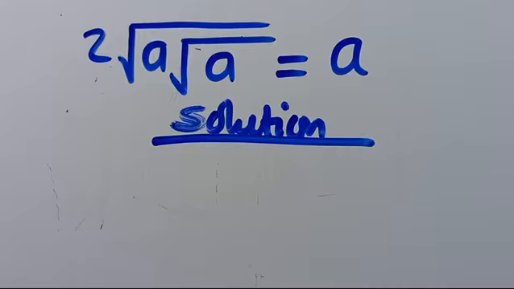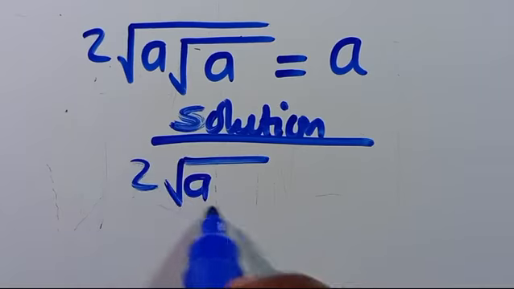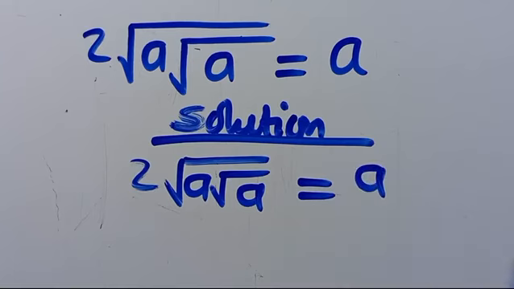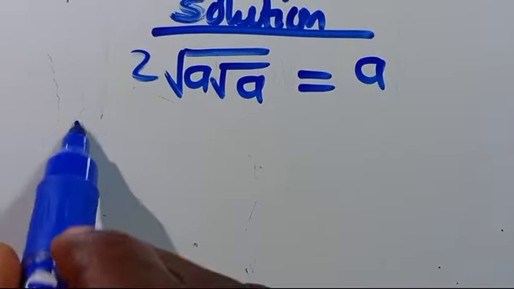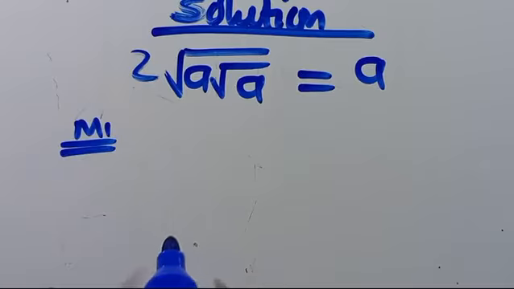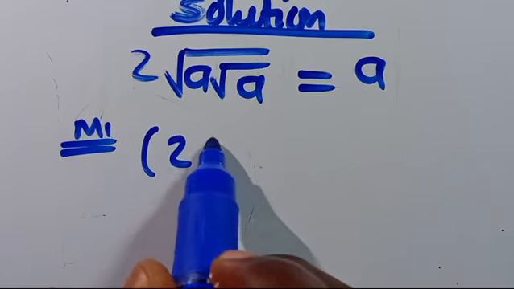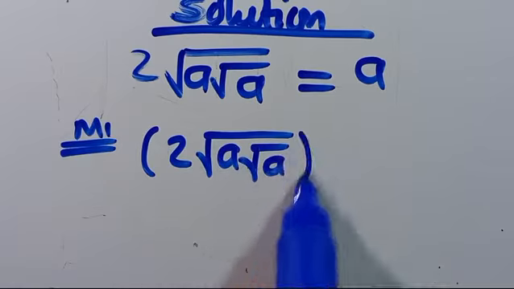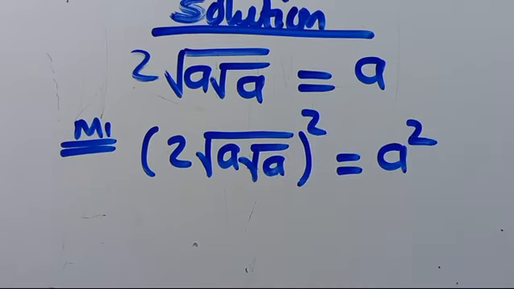Hi, let us find the value of a, given that 2 multiplied by root a into root a equals a. So from here, let's apply method 1. Applying method 1, let's square both sides. So we have (2 × √a × √a)² = a².